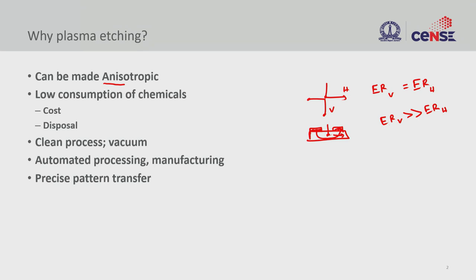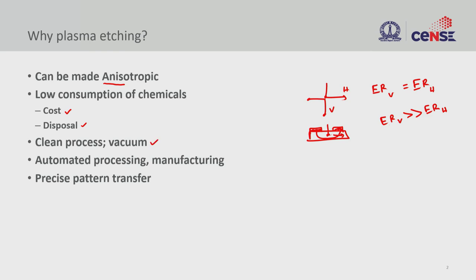The next thing is that the consumption of chemicals can be controlled. Because you are using a chamber, we can control the chemical consumption, which directly results in cost reduction, and a controlled disposal of these chemicals can be done. Some of the chemicals are toxic, so we don't have to expose them to human beings. We contain them in the chamber so that we can dispose of them safely.